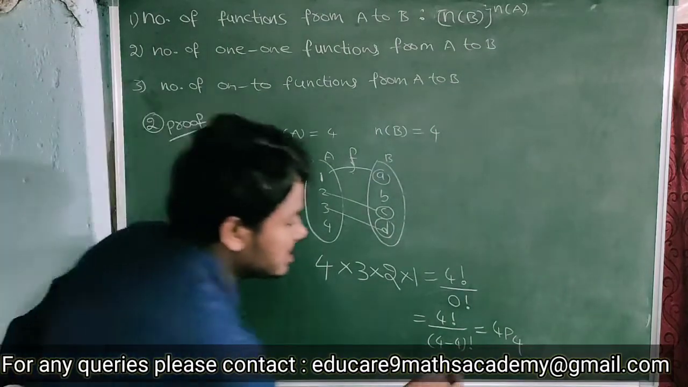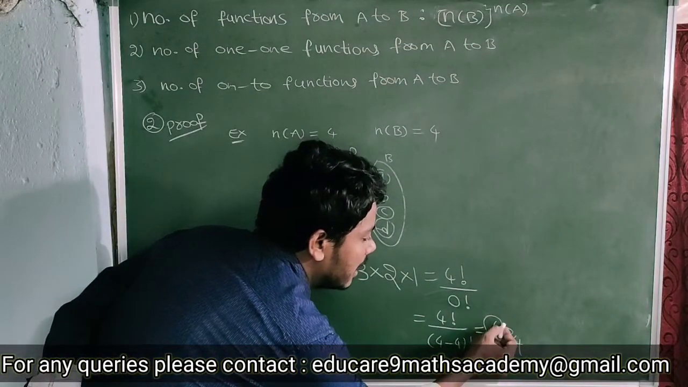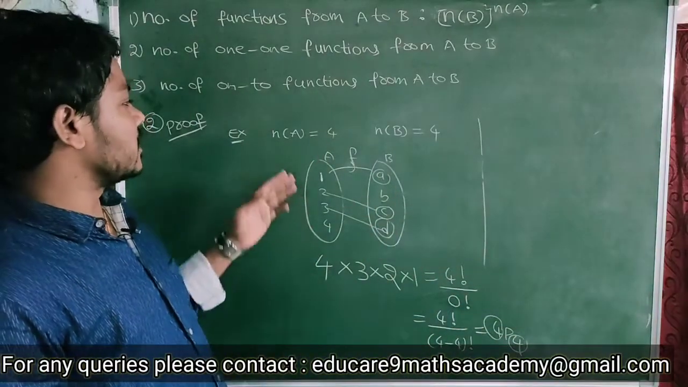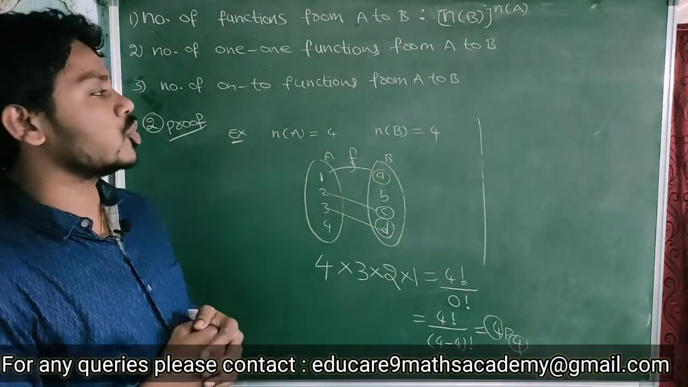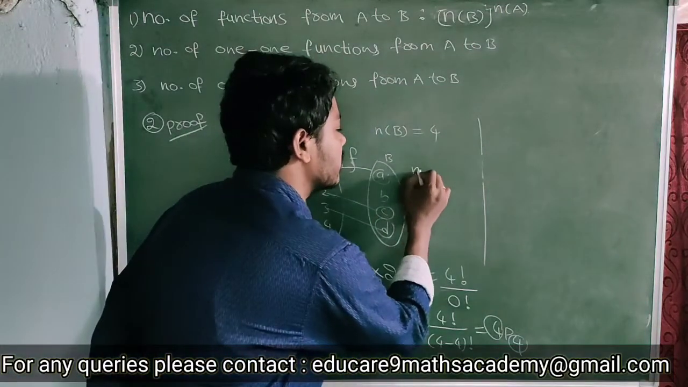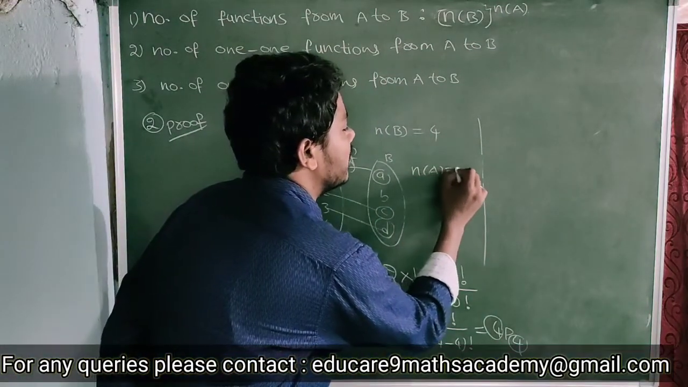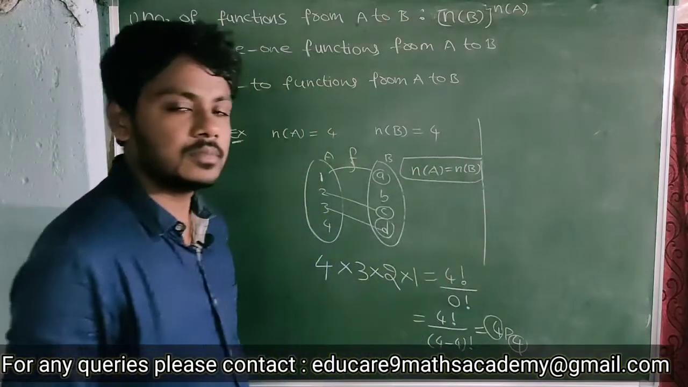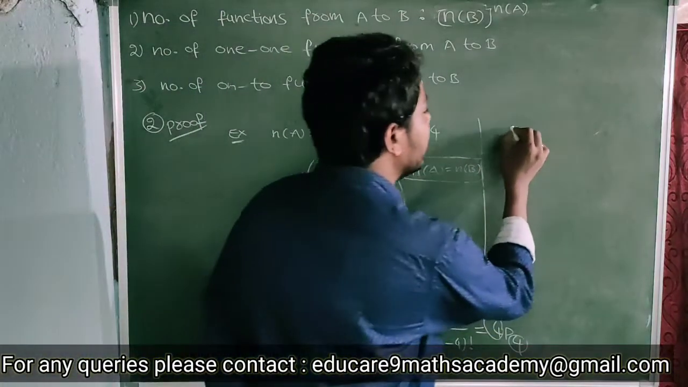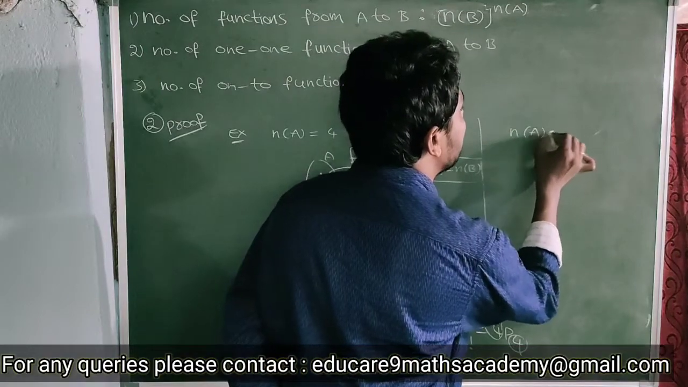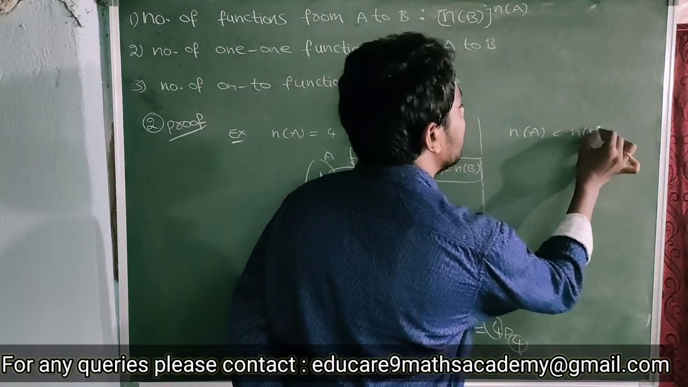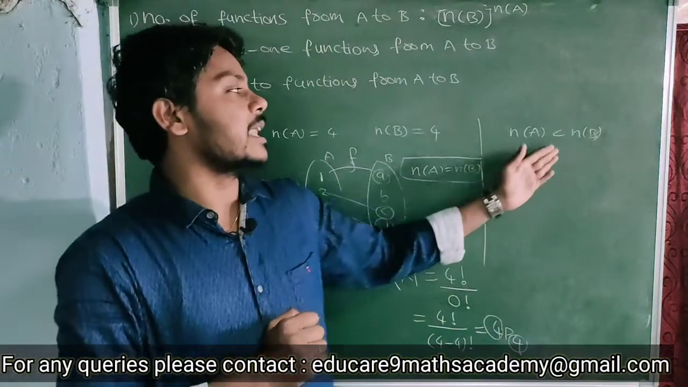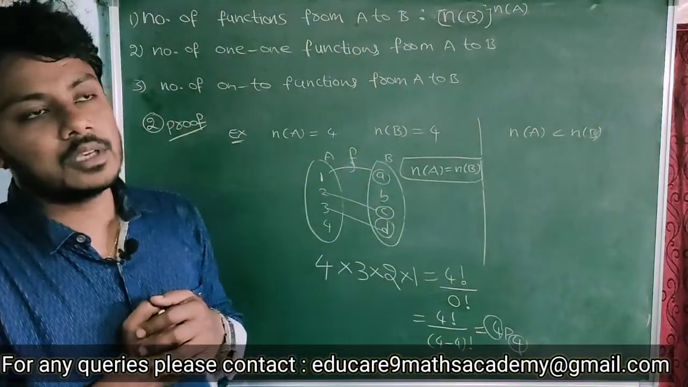See here, this is the number of elements in B, this is the number of elements in A. So clearly here the number of elements in A equals the number of elements in B. Now for example, n(A) is less than n(B), which means the number of elements in A is less than the number of elements in B. So see that case.